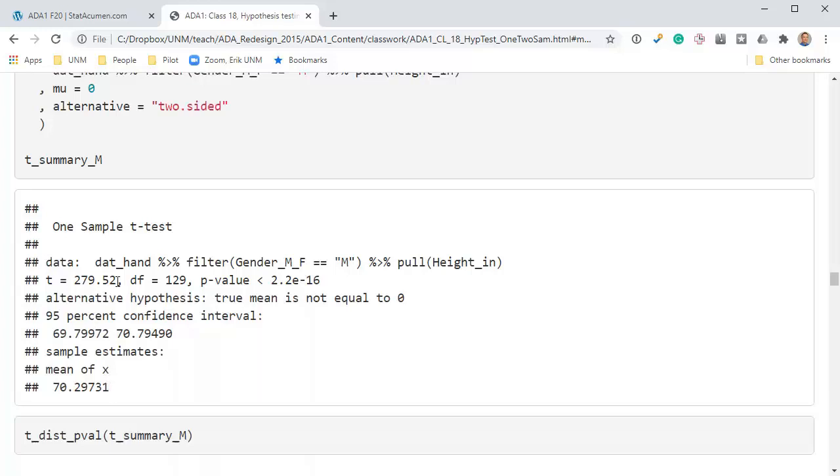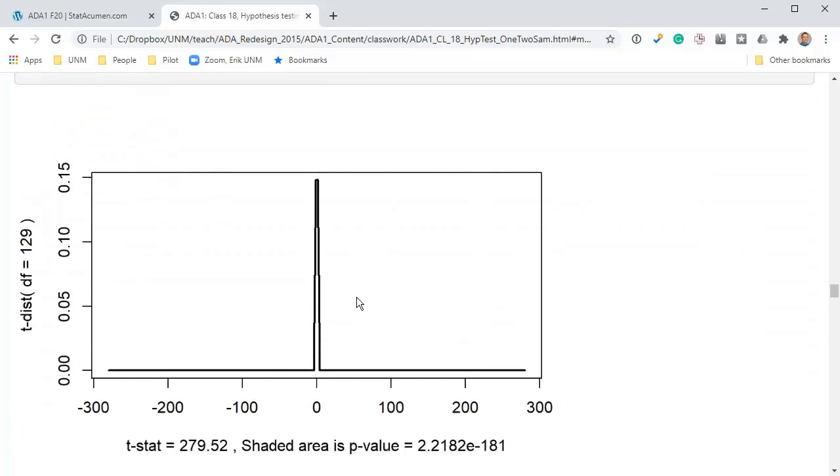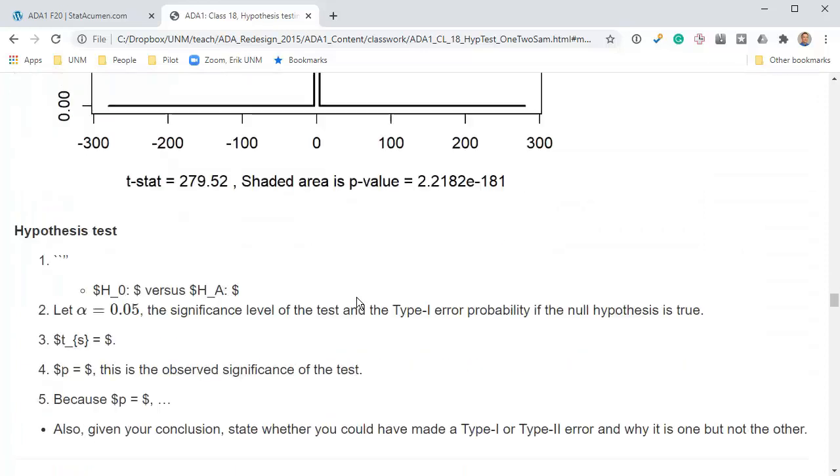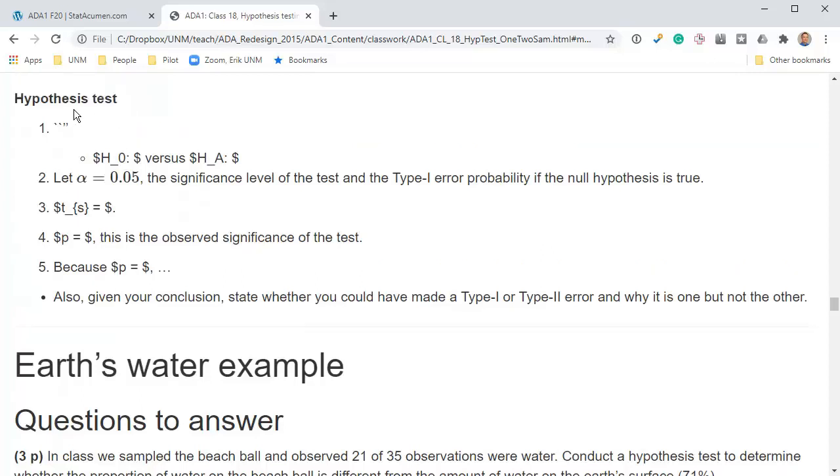correct. Right here in this example, where the mean is not equal to 0, that is not what we care about. We know that men are taller than 0. And this plot will look much better as well. Okay, and then you just fill everything in here. I don't think I have that much to say, actually. I think you can do this.